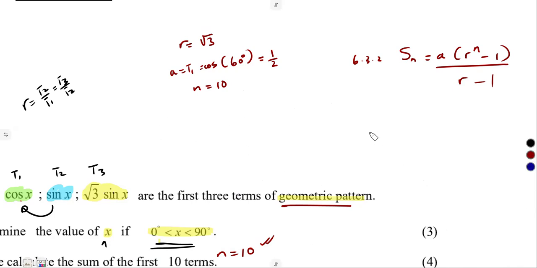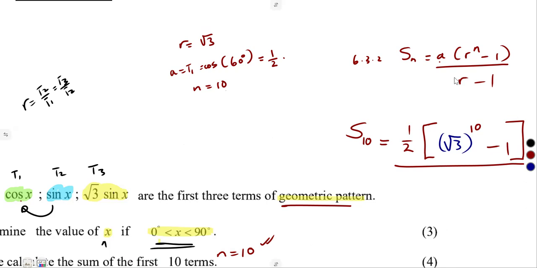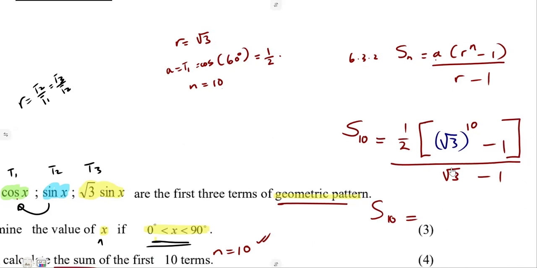Let us determine our sum. So the sum of the first 10 terms is equal to a, that is 1 over 2, into our r there, which is the square root of 3, raised to the power of 10, which is our n, minus 1. And this is over our r there, square root of 3, so the square root of 3 minus 1. So that was going to give us the sum of the first 10 terms.